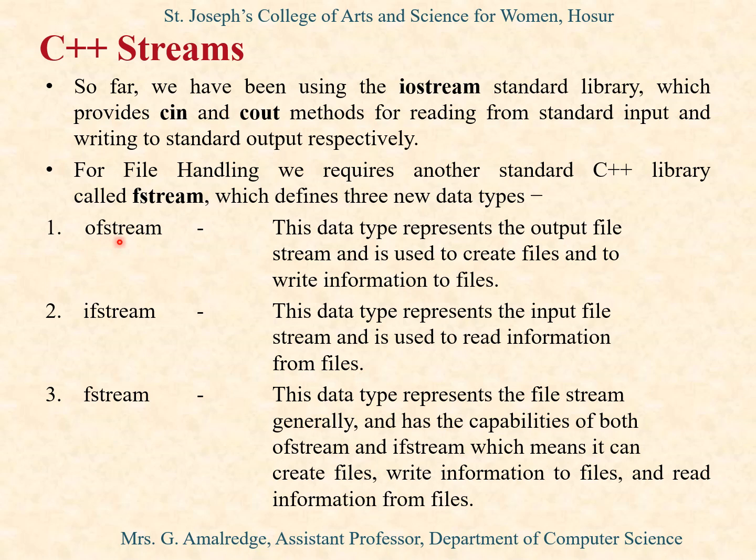One is ofstream. This data type represents the output file stream and is used to create files and to write information to files. ifstream. This data type represents the input file stream and is used to read information from files. fstream. This data type represents the file stream generally and has the capabilities of both ofstream and ifstream, which means it can create files, write information to files, and read information from files.